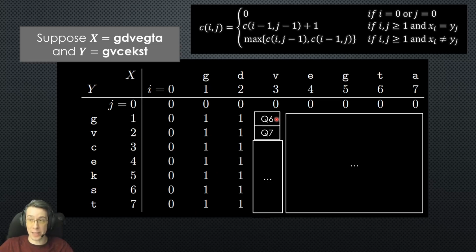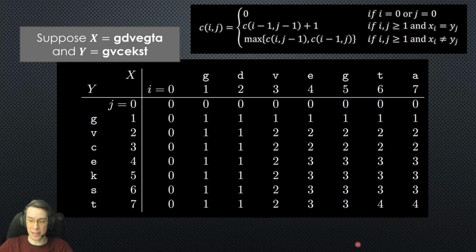Now here for Q6, we have V, which is not equal to G. So we're going to take the max of above and to the left, which is 1. And here in Q7, we have V equal to V. So we're going to take the top left plus 1, because we're in this case. So we have 1 plus 1 is 2. So you can sort of see how the number is growing. The number grows every time we go down to the right, right? And it stays the same, it just gets propagated by this last rule, right?